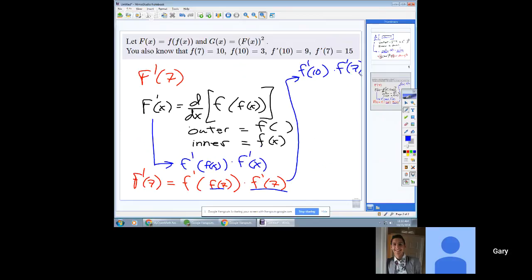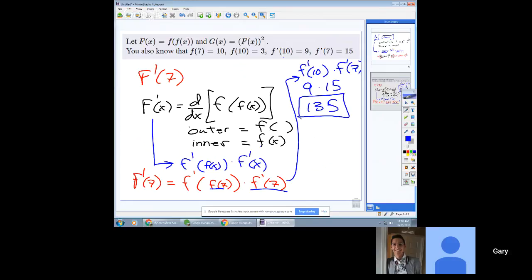Where are we given that information? Let's see, yeah, f prime of 10 is 9. And f prime of 7 is 15. It looks like we were given all the information we needed there. 9 times 15 is 135. Sounds good.